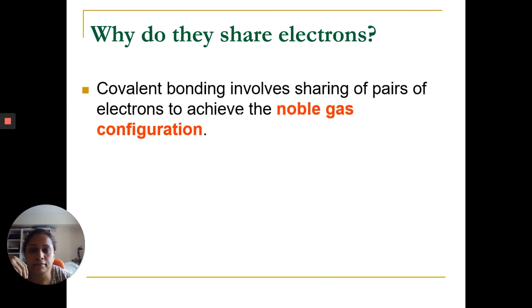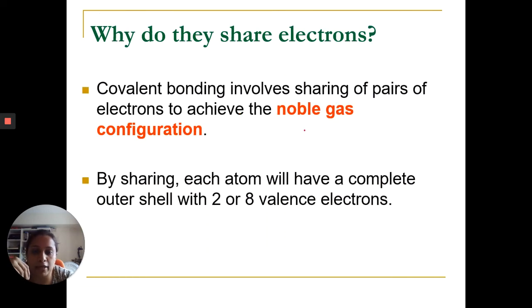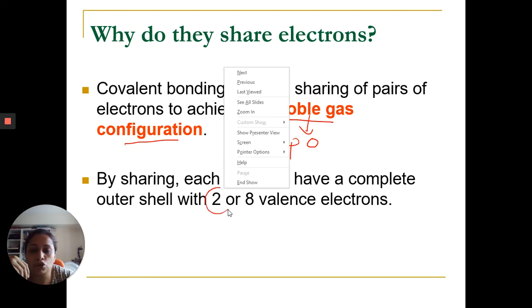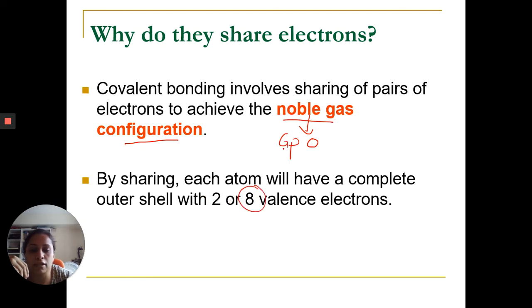What do they share? Like what I said, they want to achieve a noble gas configuration. Noble gas is all your group 8. They're all stable, right? So when they share, they should get 2 or 8 electrons in the valence shell. Like for hydrogen, it doesn't have too many electrons, so basically 2, and the rest of it will be 8. So I'm just going to talk about the non-metals.